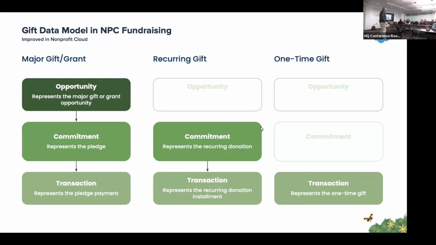You could also have a major gift or a grant where it is solicited. But once that major gifts officer is finished with the solicitation and has gotten the commitment, they may move on to other things. So that opportunity can be closed and it can be passed off to donor operations, where they can manage the commitment and the fulfillment of that commitment with the other two objects without worrying about having to adjust opportunities for reporting purposes or whatever it is. So that's a little introduction into the gift data model in Nonprofit Cloud. Next one.